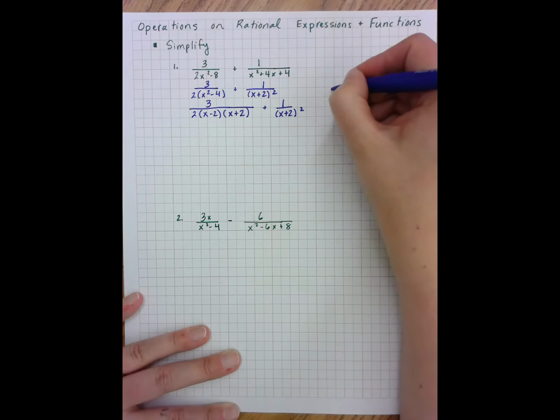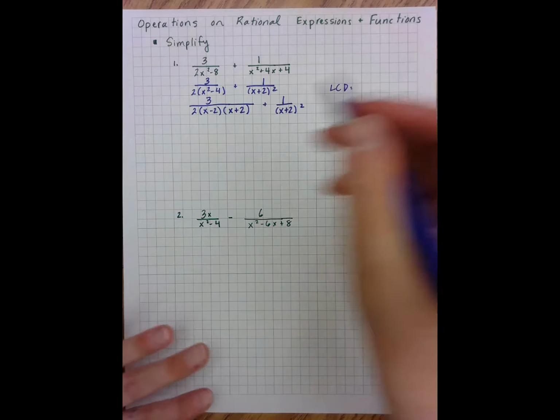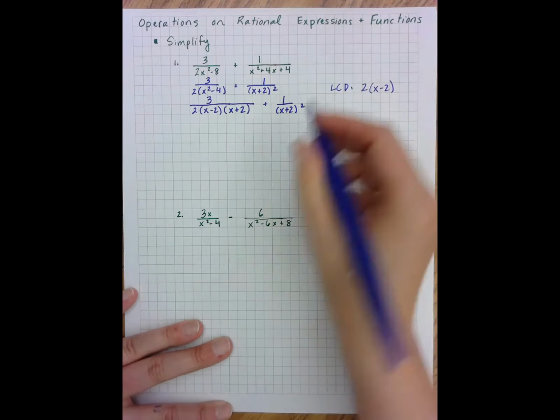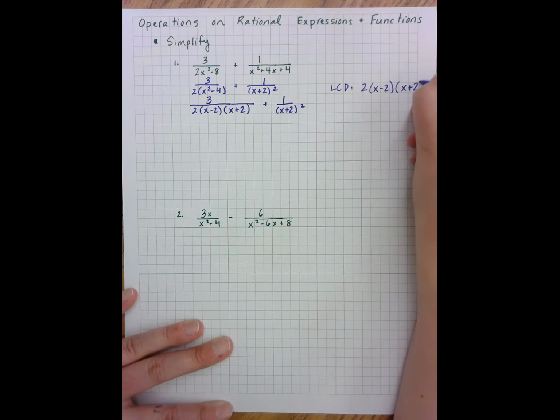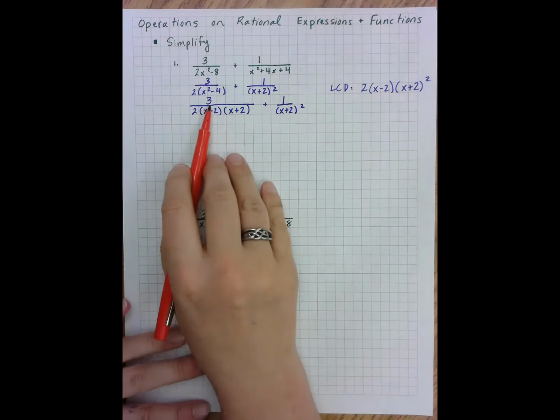So now I'm going to look for my lowest common denominator, just like I did when I was dealing with rational numbers and adding and subtracting. So I can see that I have a 2. I can see that I have an x minus 2. And I can see that I have an x plus 2 squared. So now my job is to fill in what's missing from the bottom and multiply the top and the bottom by that value. So what is missing from my first fraction?